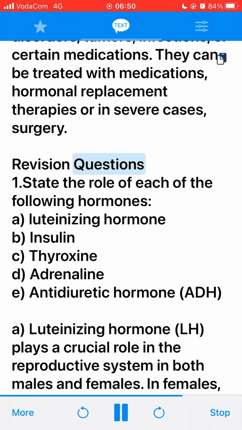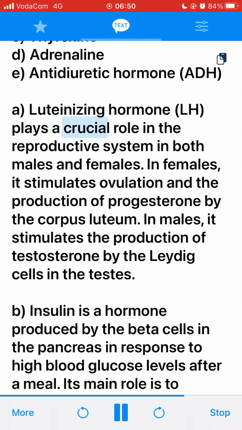Revision questions. 1. State the role of each of the following hormones. A. Luteinizing hormone. B. Insulin. C. Thyroxine. D. Adrenaline. E. Antidiuretic hormone, ADH. A. Luteinizing hormone, LH, plays a crucial role in the reproductive system in both males and females. In females, it stimulates ovulation and the production of progesterone by the corpus luteum. In males, it stimulates the production of testosterone by the Leydig cells in the testes.